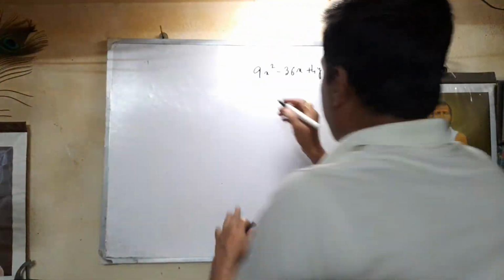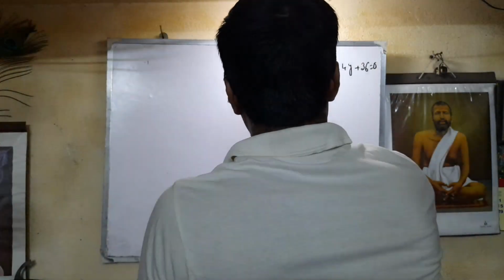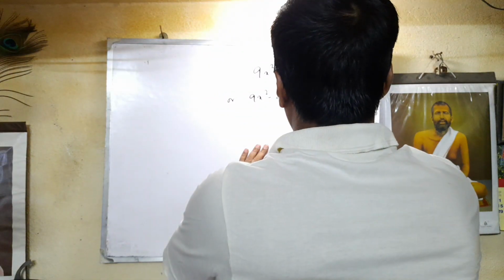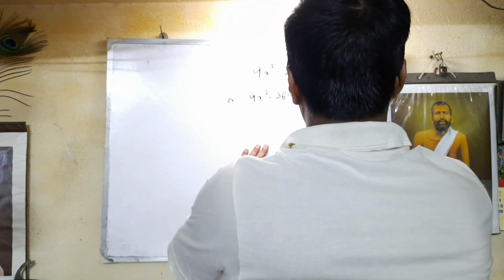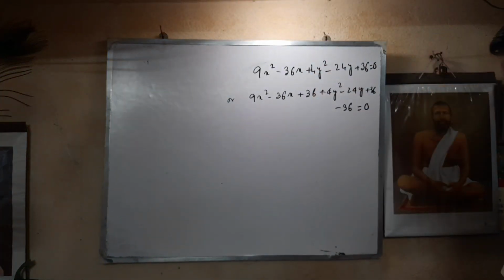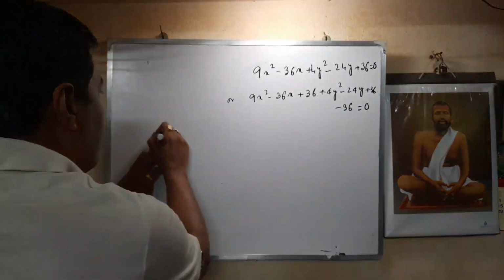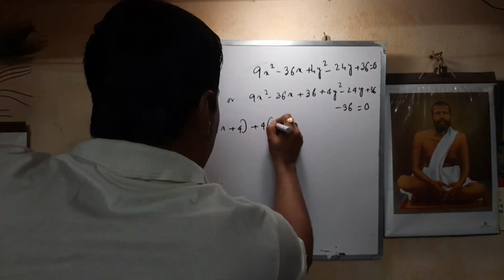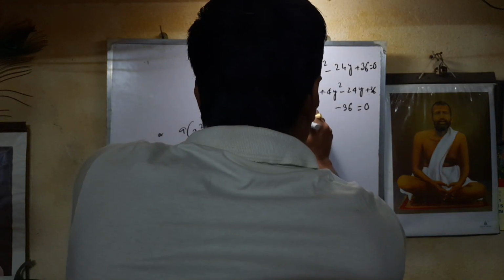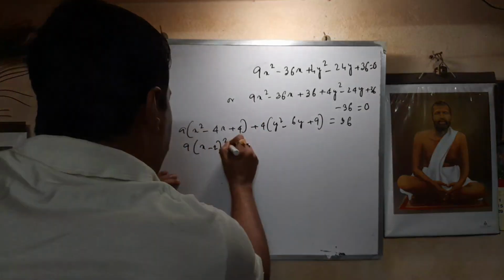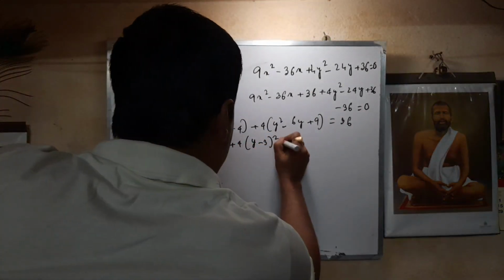Now let us write the equation in the form 9x² − 36x + 36 + 4y² − 24y + 36 − 36 = 0. I can write the equation as 9(x² − 4x + 4) + 4(y² − 6y + 9) = 36. It is a repetition of our last class, or 9(x − 2)² + 4(y − 3)² = 36.